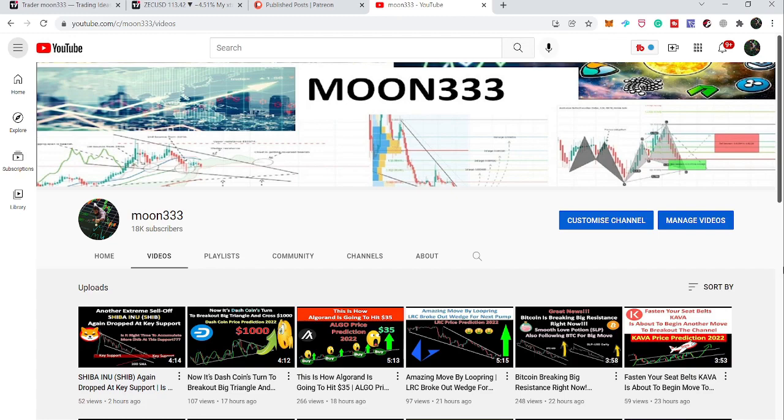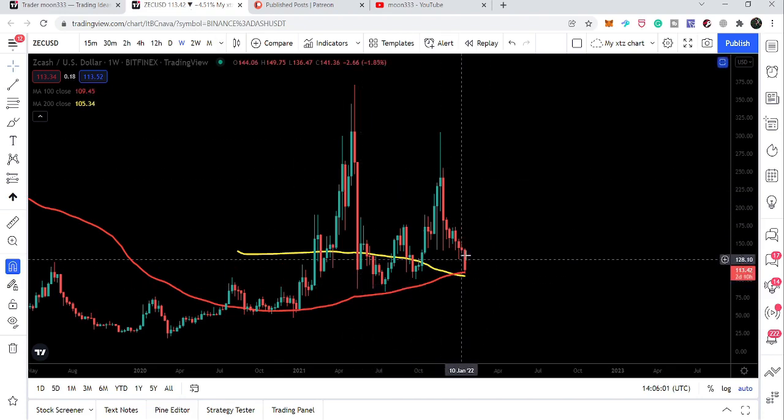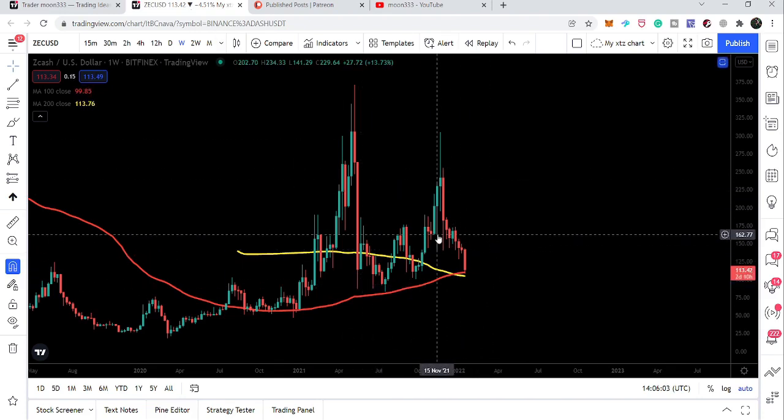The price line of Zcash has dropped to multiple supports, and in today's video we will analyze whether we are going to have a reversal from here, or whether we are going to break down these supports.